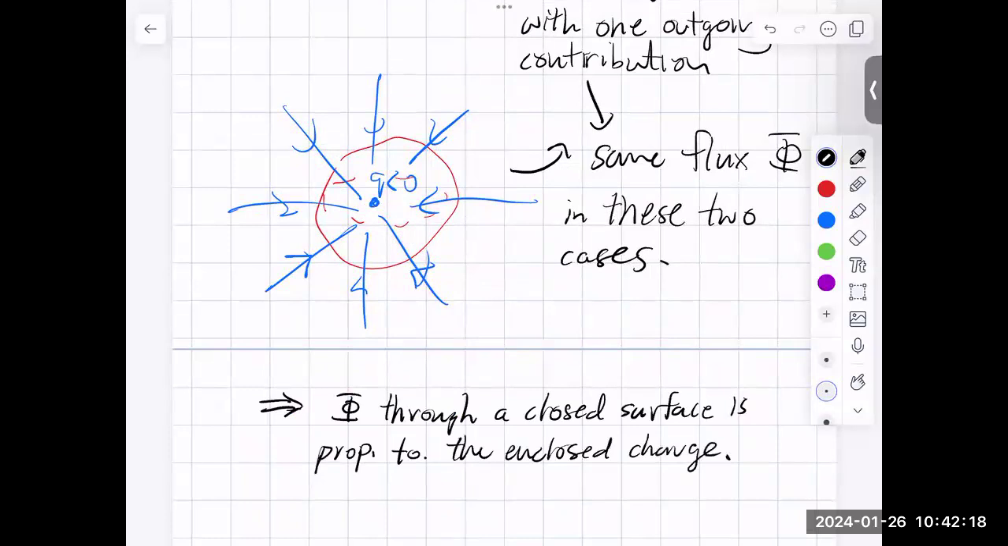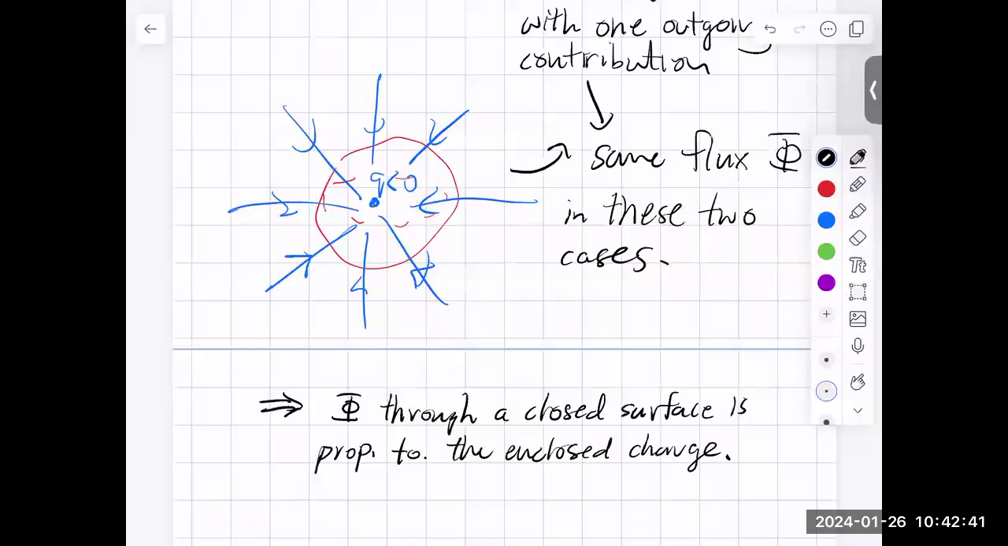Okay, in fact, there's one other thing that we observed that I didn't mention. If Q is negative, we get negative flux. If Q is positive, we get positive flux. And so it's still the case that the flux is exactly proportional to the charge that is inside our surface.